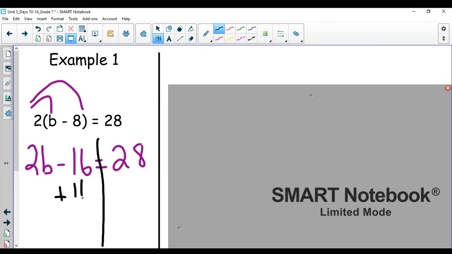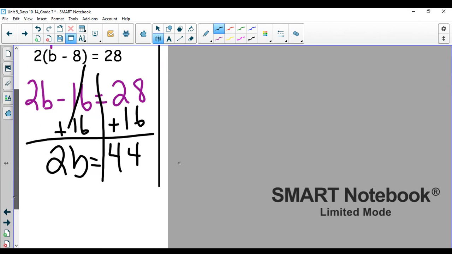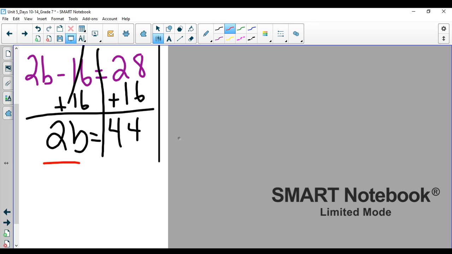I'm going to add 16 to both sides. Again, let me just reiterate, the reason we use the inverse is because negative 16 plus 16, those cancel out. We have 2b on this side, and we have 44 on this side. 2 times b equals 44, which means we'll divide each side by 2, and we'll find that b is 22.